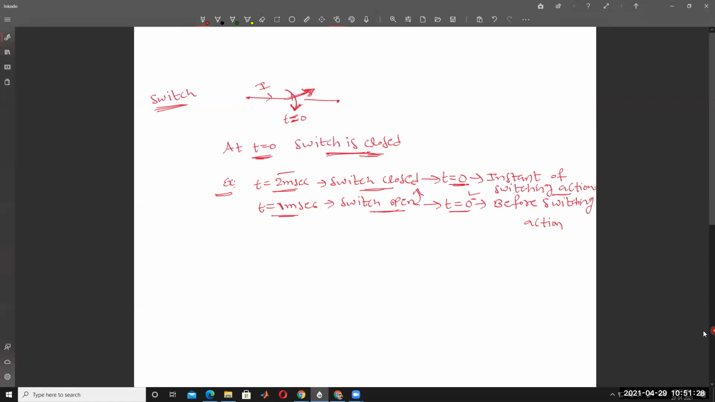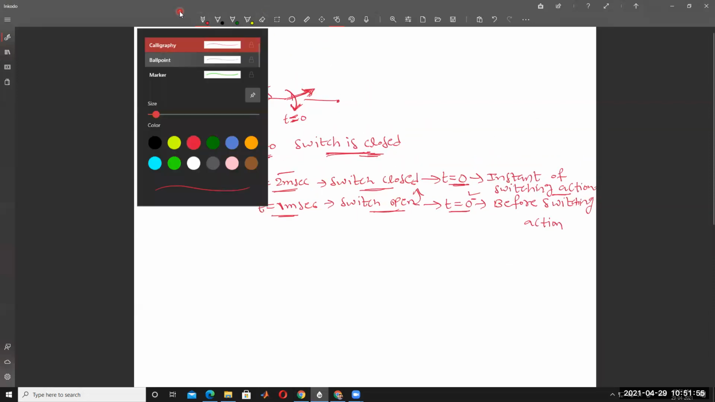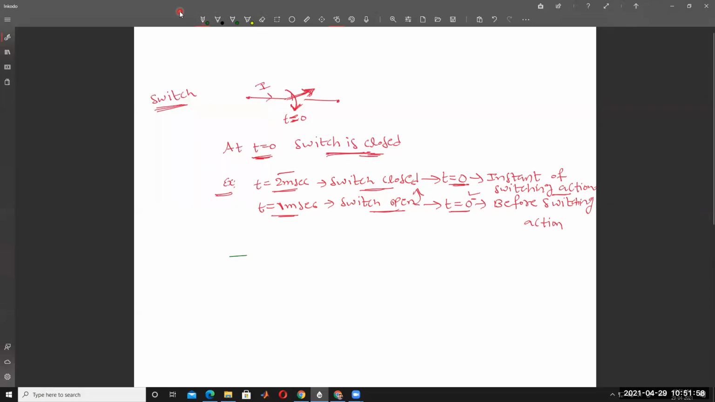So this is the meaning of the switch. The current enters like this and leaves like this. At t is equal to 0, the switch is moving in the downward direction, which means there is a closed contact between these two, so the switch is closed. Now another position of the switch: this is the upward direction, with the same example at t is equal to 0.